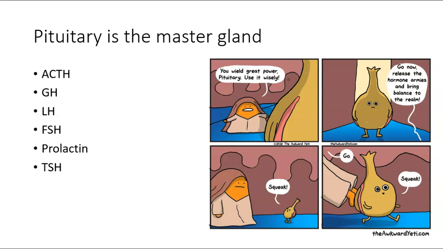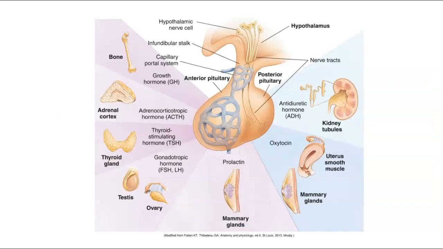Follicle stimulating hormone, which stimulates the growth of ovarian follicles containing eggs and sperm production. Prolactin, which stimulates the production of milk in the breast. And TSH, which stimulates thyroid to release T3 and T4. I have here a picture, directly from the textbook, about the different hormones that are released from the anterior pituitary and their effects.